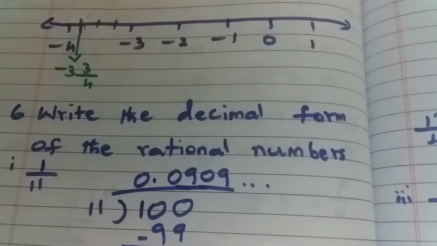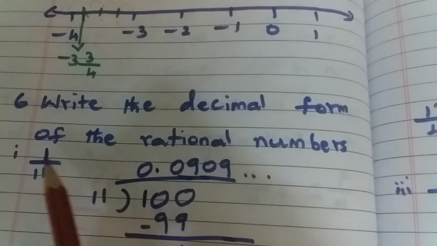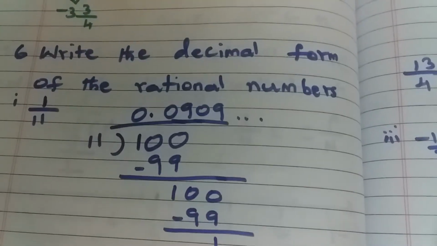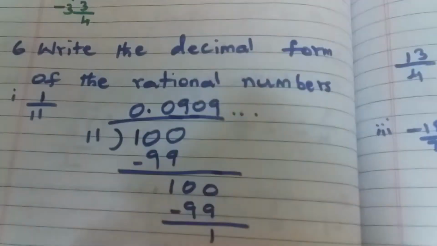Now question number 6, write the decimal form of the rational numbers. For converting rational numbers to decimal numbers also, a separate video is done to make all the concepts clear. You can watch that video before doing these sums. Now these are the exercise sums.